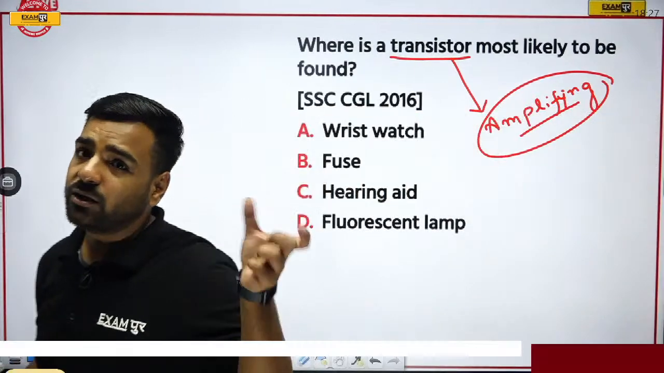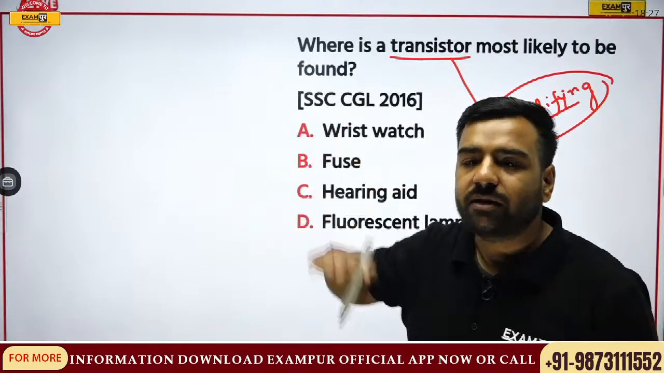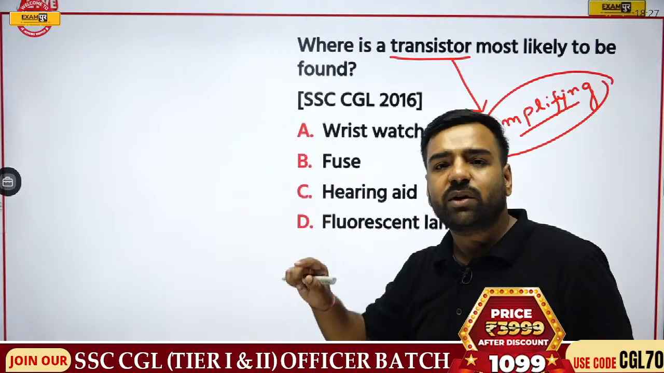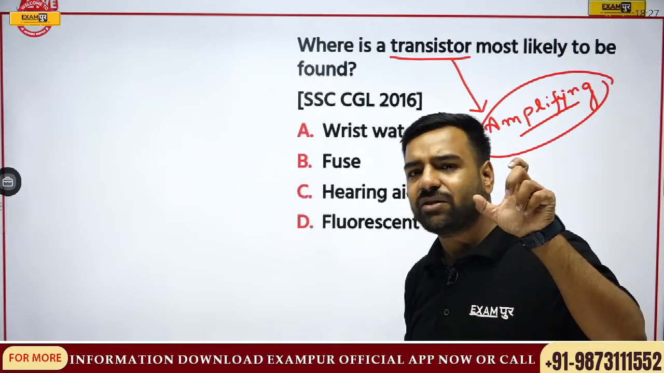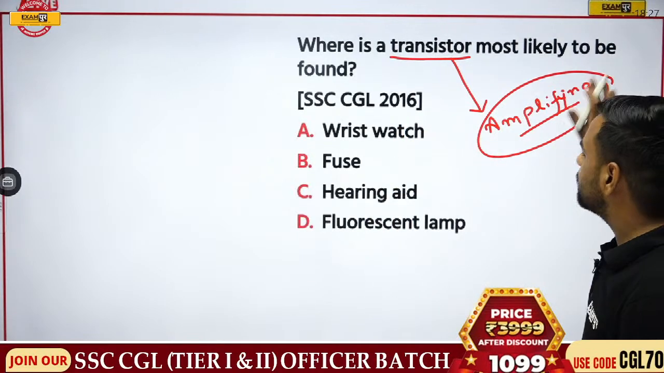Just try to relate the concept. Amplifier, we use for sound, right? We said amplifier is there. We require an amplifier for what? Amplifying. Just try to relate it. Where can we use it? Is it in the wristwatch, in the fuse, in the hearing aid? Where?